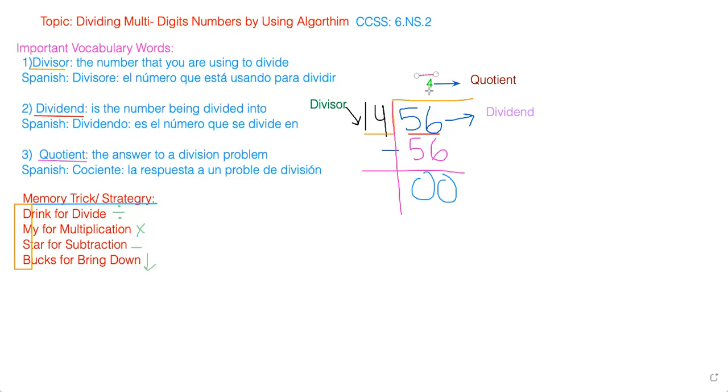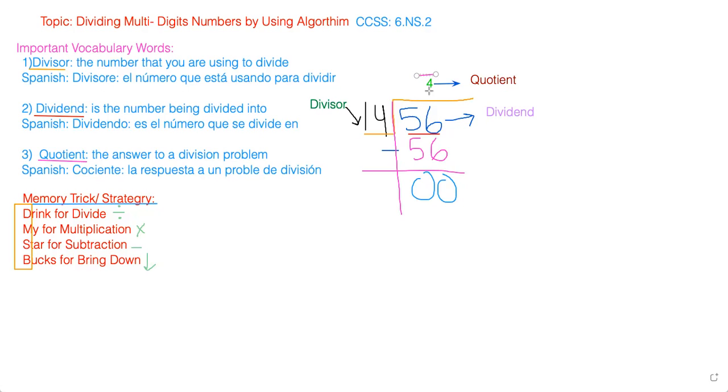When we are dividing multi-digit numbers, we need to know a memory trick or some kind of strategy to help us understand. Maybe some of you have heard something different, but I like to say D, drink for divide, M, multiply for my, S, star for subtraction, and B, bucks for bring down. So I like to call it drink my Starbucks.